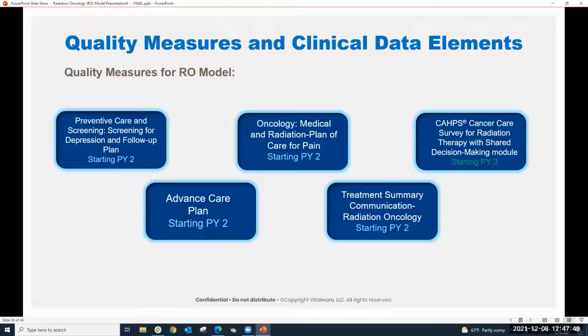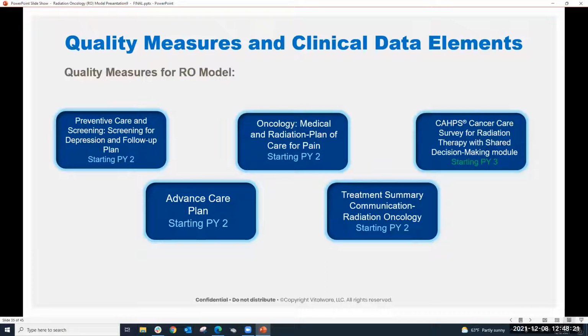So the last one is, it won't be applicable until performance year 3, but it's the CAPS Cancer Survey. And this is going to be patient experience, your payment based on patient experience. So just one thing to note is that this is going to be performed by CMS. They are going to perform the survey. This is not something you need to go out and get a vendor to do.